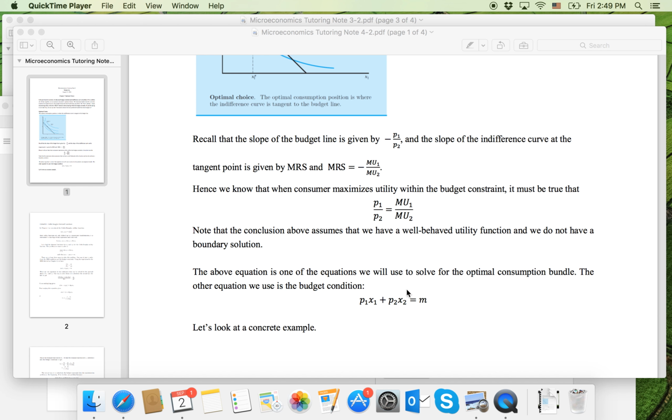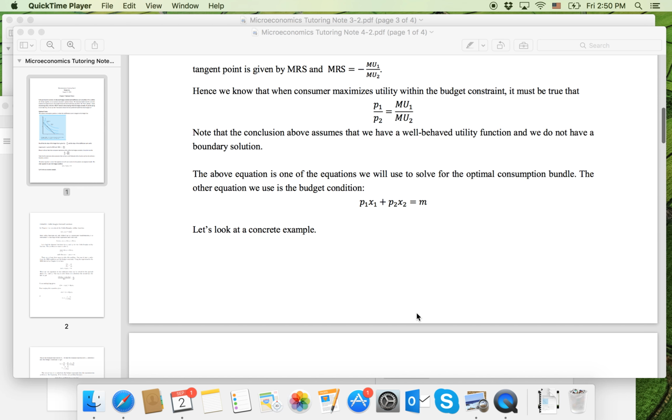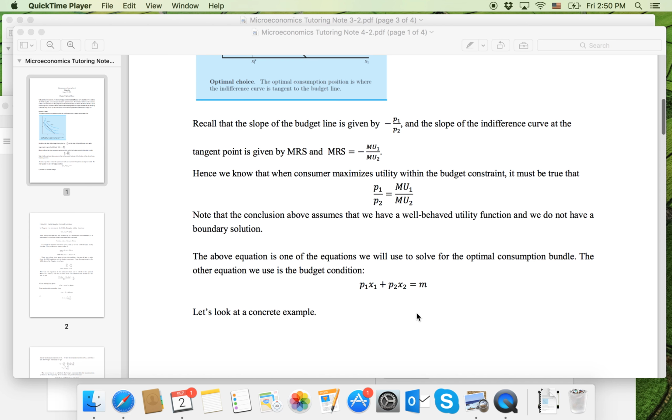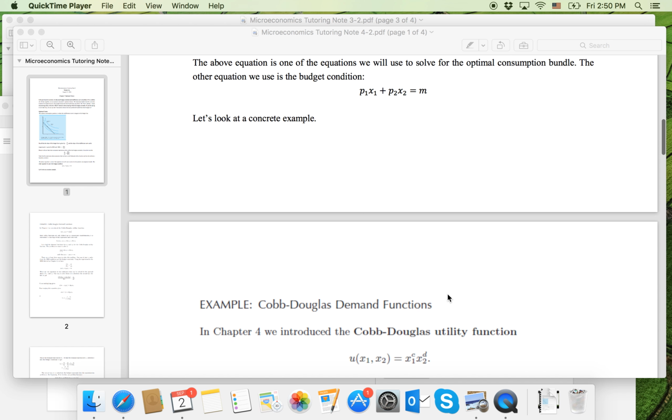And the second equation we're going to use is the budget line. So it's the budget equation. The money you spend on good 1 plus the money you spend on good 2 is equal to your income. I think it's easiest to learn about this stuff by going over examples. So that's what we're going to do.